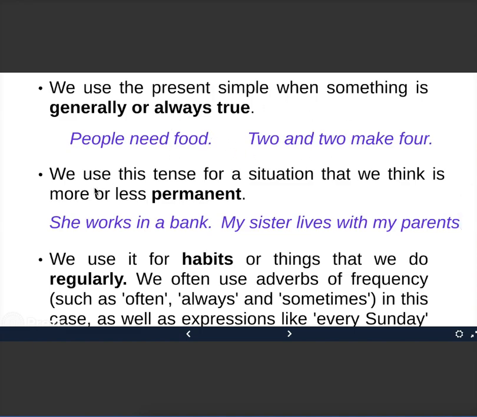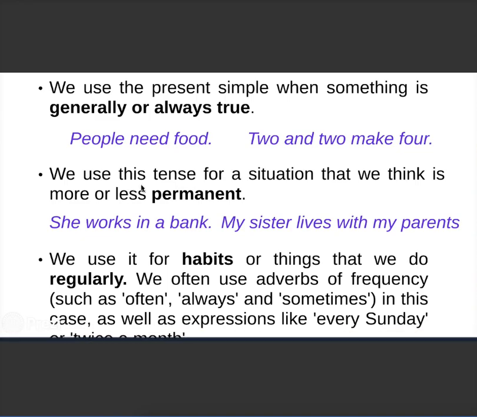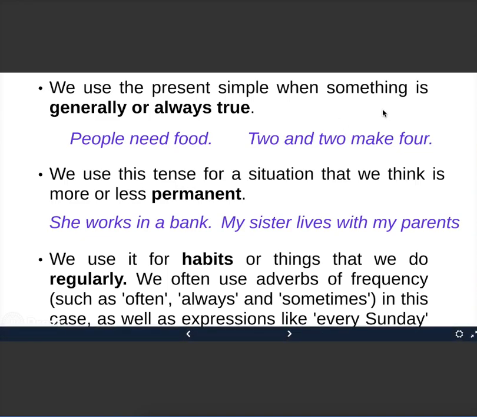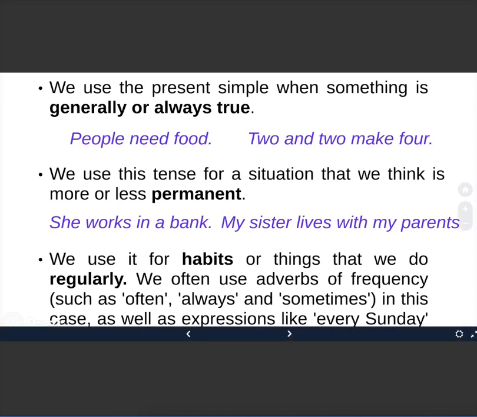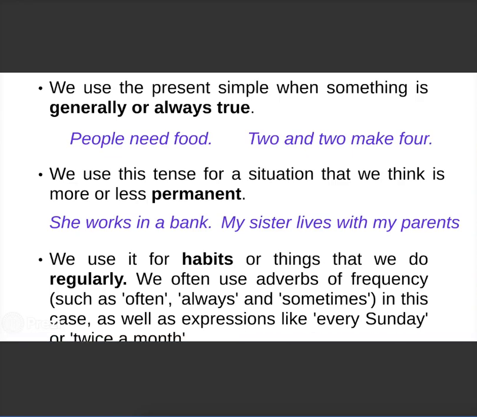Use number two. We use present simple for a situation we think is more or less permanent. What is the meaning of more or less? Más o menos. So we use it to talk about a situation that we think is more or less permanent. It is not 100% permanent. We have no idea if this is going to be like this all the time, but it is more or less permanent. So let's take a look at the example.